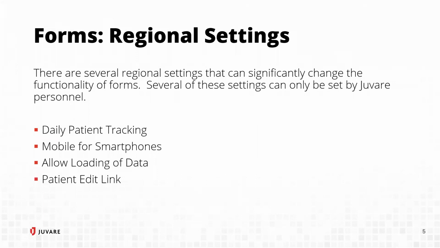Mobile for smartphones is a setting that, if it's not enabled, your mobile devices will not be able to log in. They will not work. You will not have mobile forms functioning. Allowing loading of data is something that we've added within, I want to say, about the last year. I don't know, time flies. It might have been in the last year and a half. But basically what that means is that you can set up the system so that when you put in a patient ID for a patient who already exists, it will automatically load that data. That also applies to folks who are staged participants.